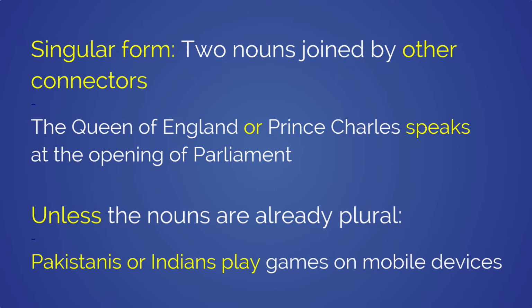If 2 nouns are joined by other connectors, the noun phrase is singular. For instance, the Queen of England or Prince Charles speaks at the opening of Parliament. But if the nouns themselves are plural, then the verb also takes the plural form. We consider it to be plural anyway. So Pakistanis or Indians, both of these nouns are plural, so the verb remains plural, play.